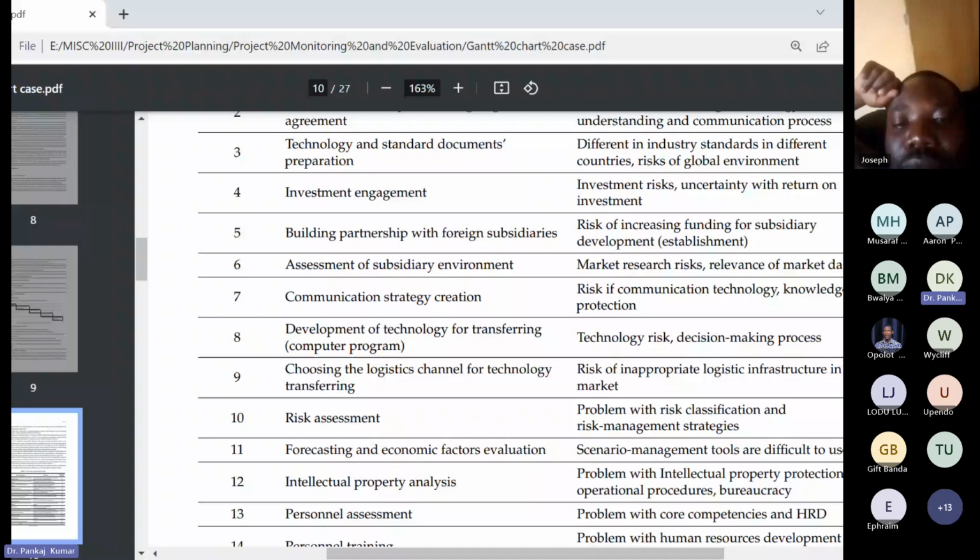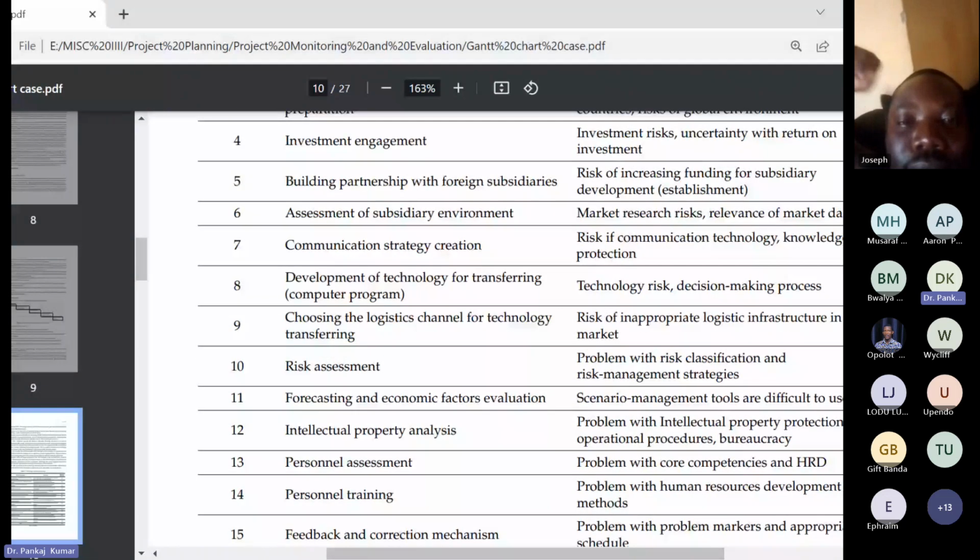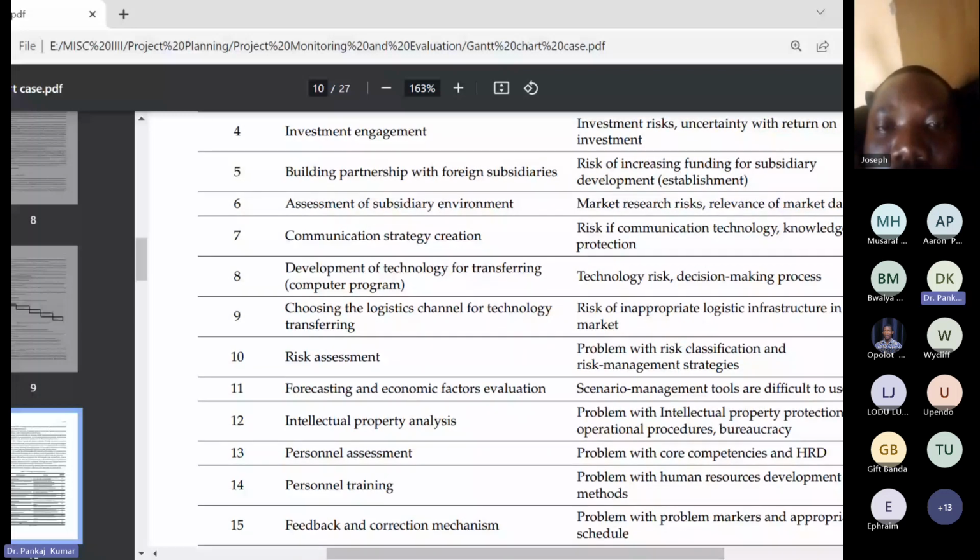And then building partnership with foreign subsidiaries: first of all, we should understand the local market dynamics where the subsidiary operates. We can know about local business practices, cultural norms, legal requirements, and competitive landscape. After that, we can define specific goals and objectives for the partnership.